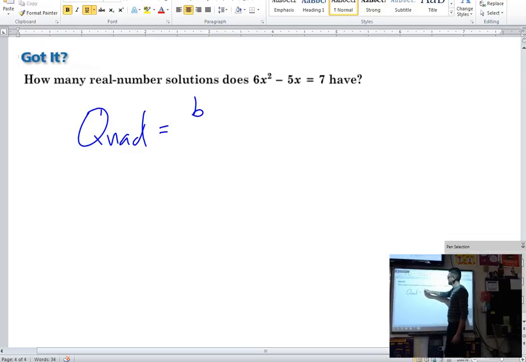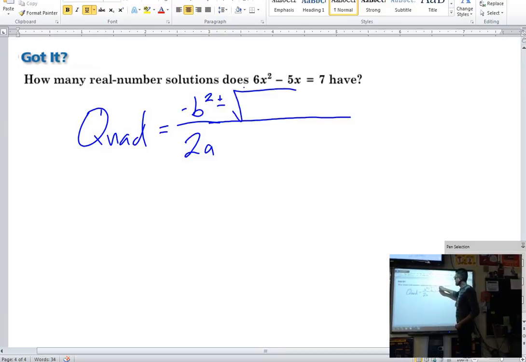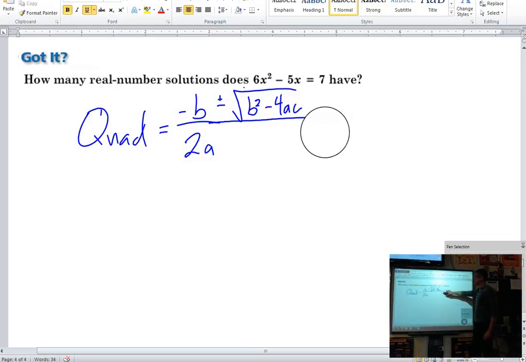And that's going to be radical. Sorry, negative b, not squared yet. We square inside. This is what I mean, guys. I've used this a bunch, and it's still tough to remember.